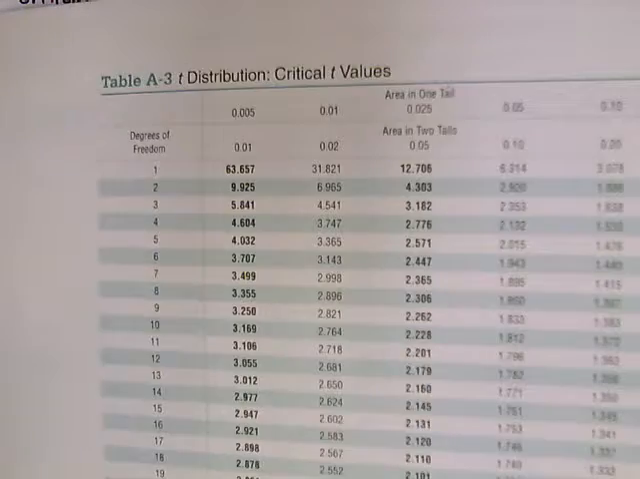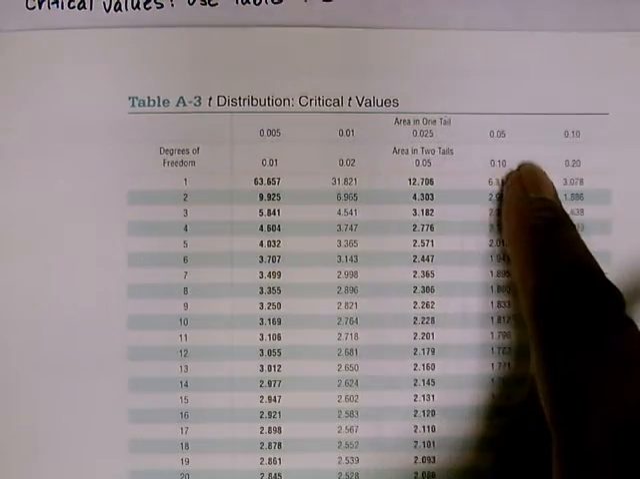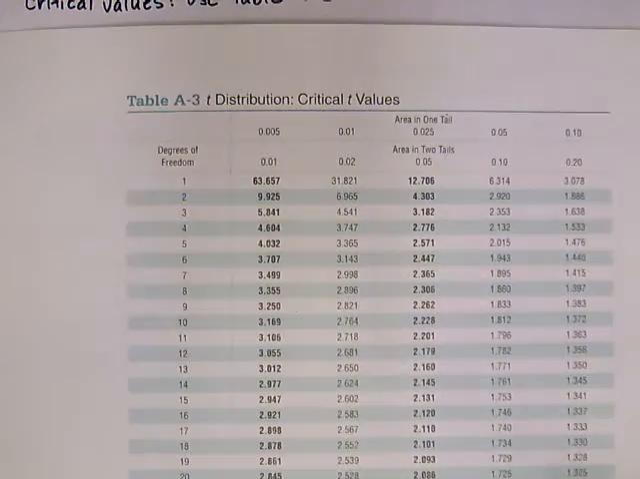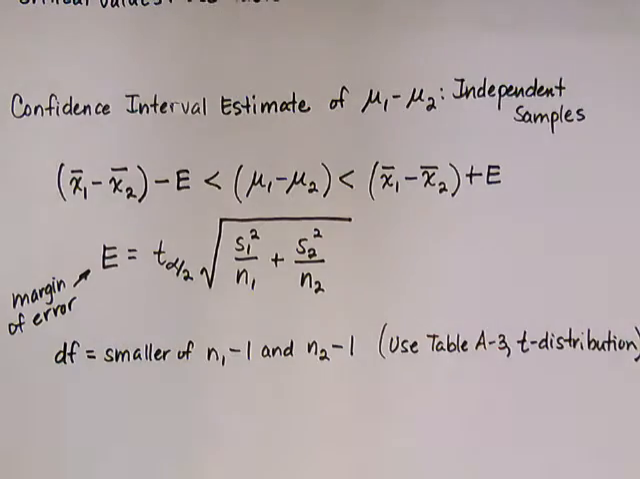And of course it's this table right here again. But here with the confidence interval, we'll only use the row that says area in two tails. And of course your degrees of freedom is the smaller of n1 minus 1 and n2 minus 1. Okay, so in this case, let's look at a few examples that are related to doing a hypothesis test and a confidence interval.